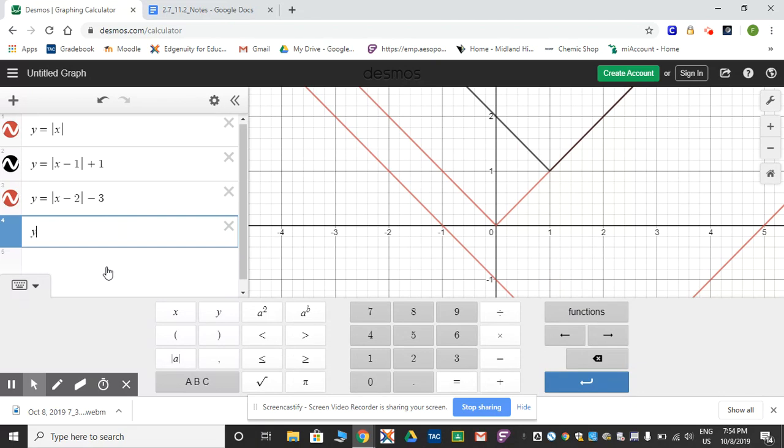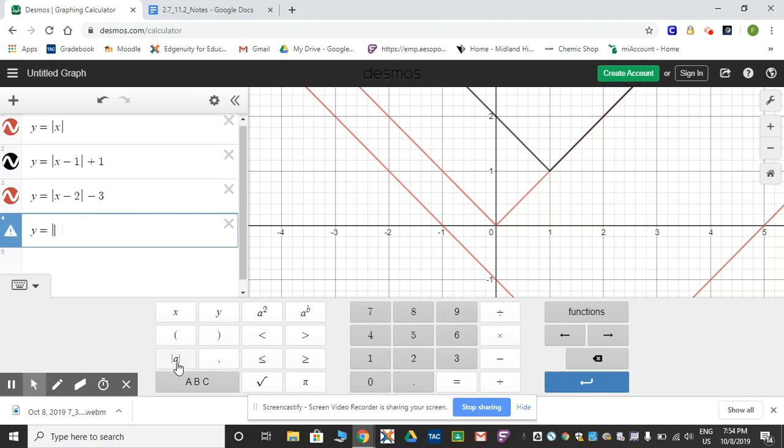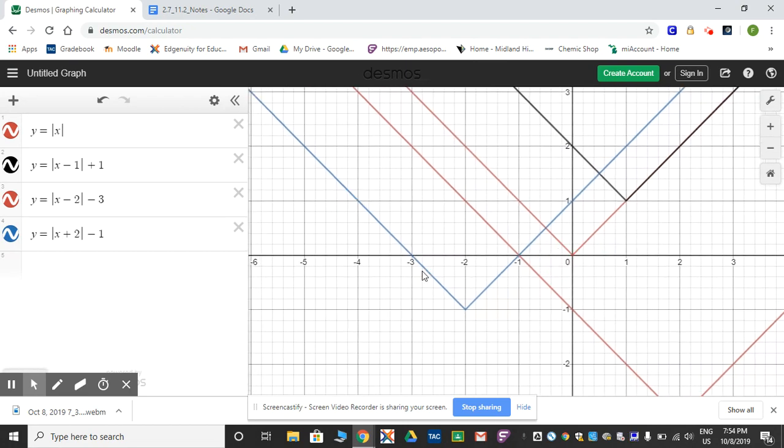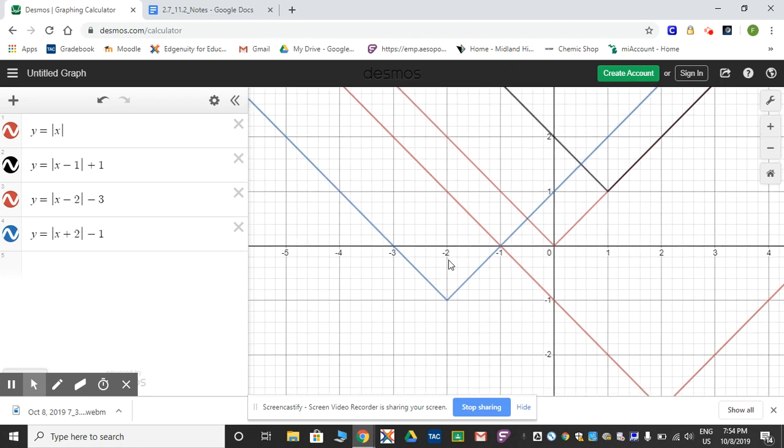Let's say y equals absolute value of x, plus 2, and then -1. It looks just like my parent function, except I shifted left 2 this time and down 1. So I went left 2 and down 1.